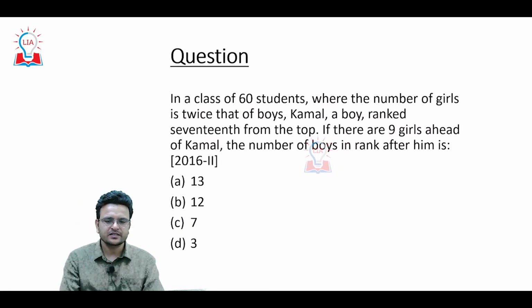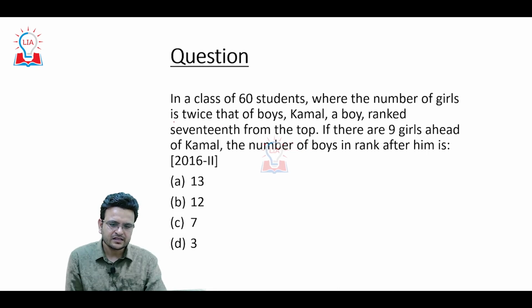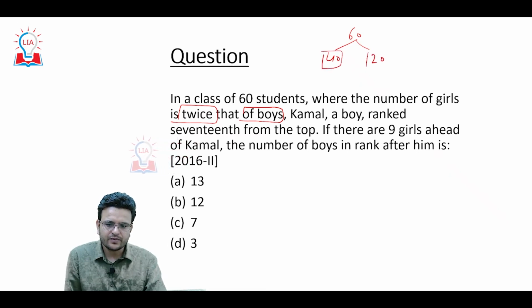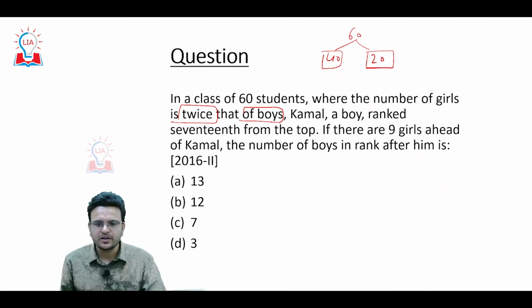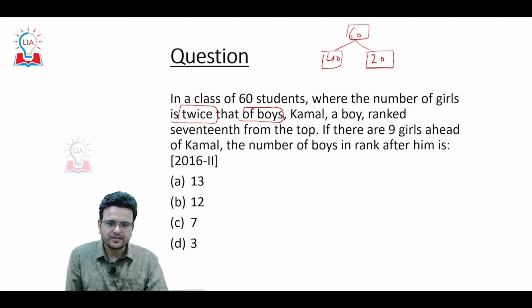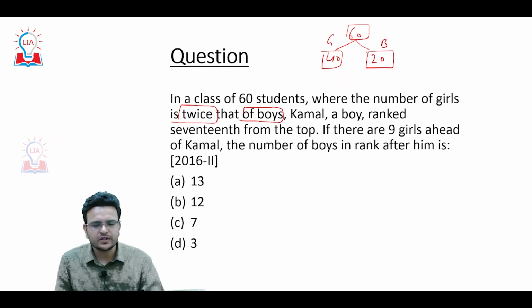In a class of 60 students, the number of girls is twice that of boys. So of 60 students, girls are twice, so girls will be 40 and boys will be 20. Hope you are solving mathematics questions also. If there are 60 students and girls are twice, definitely girls are 40 and boys are 20.